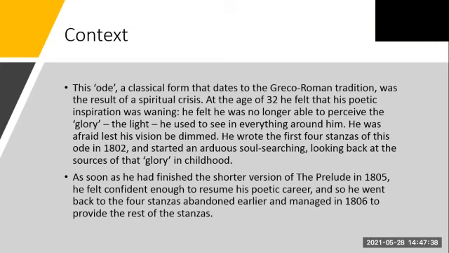Once he finished the shorter version of the prelude, this is a very long poem, in 1805, he felt confident enough to go back to his poetic career, and so he went back to the 4 stanzas that were written in 1802 and managed in 1806 to complete the poem.